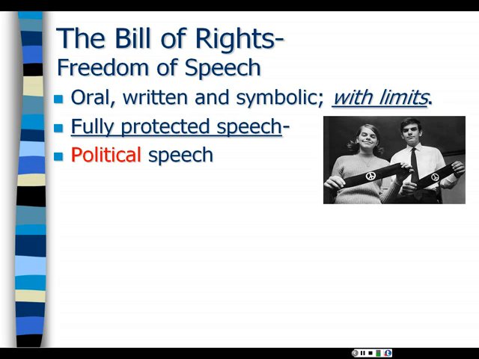This was during the Vietnam War, and students in high schools and college wore peace armbands and were expelled from schools, and ultimately it went to be a U.S. Supreme Court case, and it was claimed to be a political statement. Political speech, even if we don't like it, is the most protected level of speech or expression that we have.